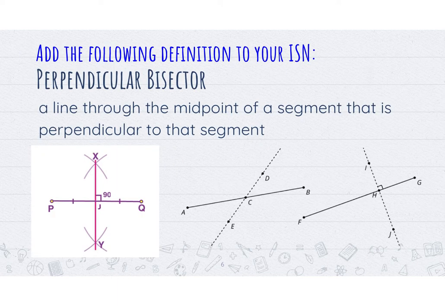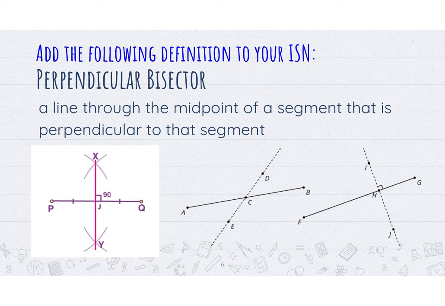So let's look at what that means. In your notes, you want to add this definition. Perpendicular bisector will be your heading or your term, and then you'll add the definition: a line through the midpoint of a segment that is perpendicular to that segment.